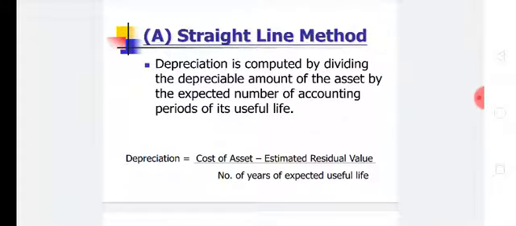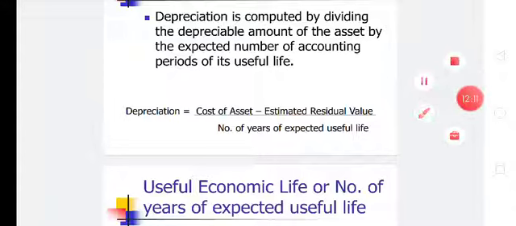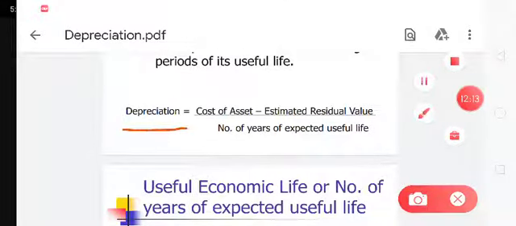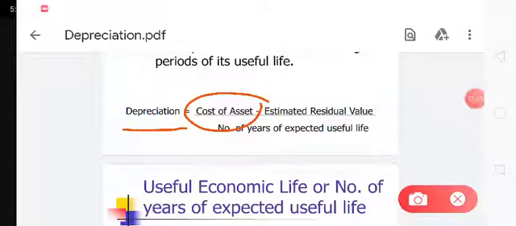Depreciation is computed by dividing the depreciable amount of the asset by the expected number of accounting periods of its useful life. Very simply, you have to calculate the depreciable amount. How can you calculate it? Here is the formula, just check it. The formula of depreciation is: cost of asset at the time of purchase, minus estimated residual value, which you can also call scrap value, at the end of, say, 10 years or 20 years when you have to resell that product.